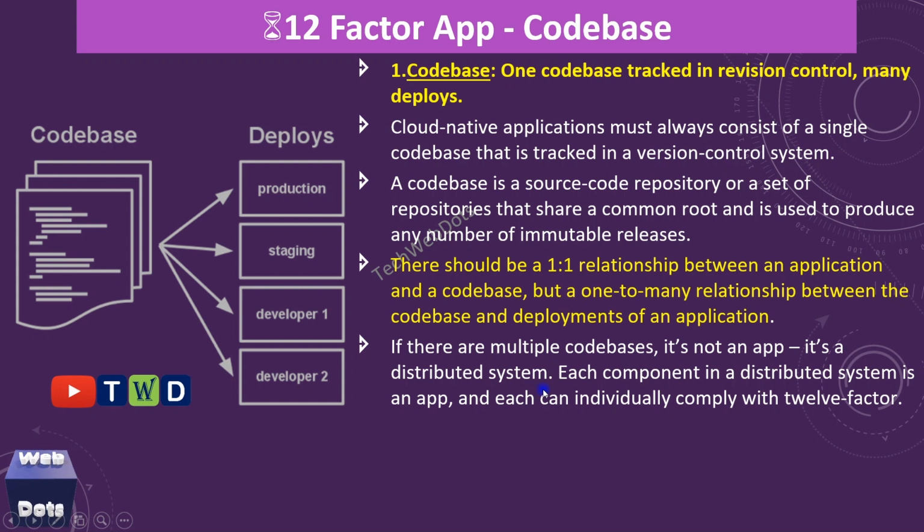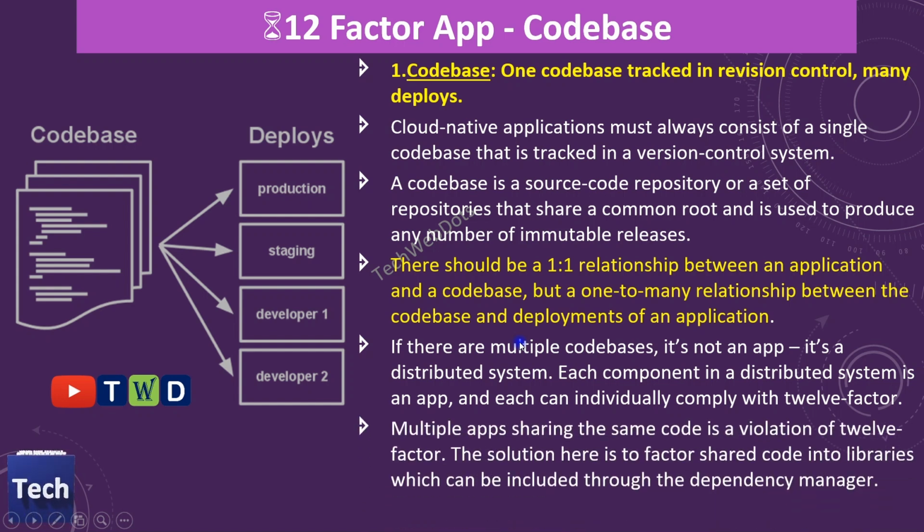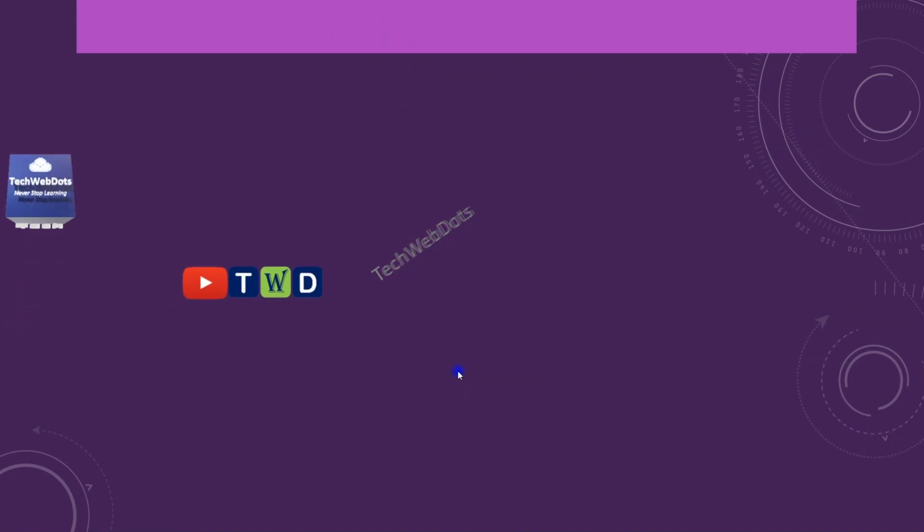It's a distributed system, and each component in a distributed system is an application, and each can individually comply with 12 factor principles, right, that we are discussing. So multiple apps sharing the same code is a violation of 12 factor, right? The solution here is to factor shared code into a library which can be included through the dependency manager. We can include them as packages, right?